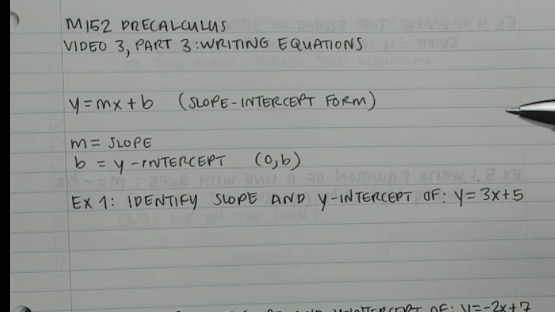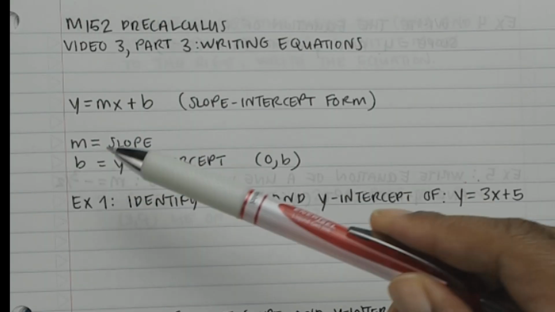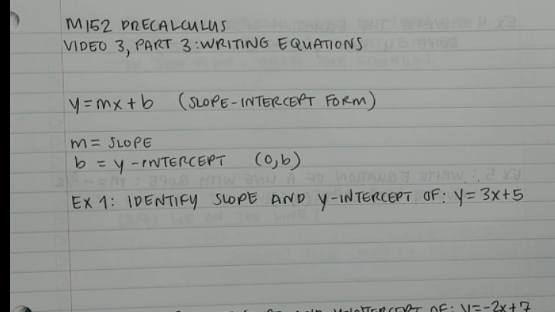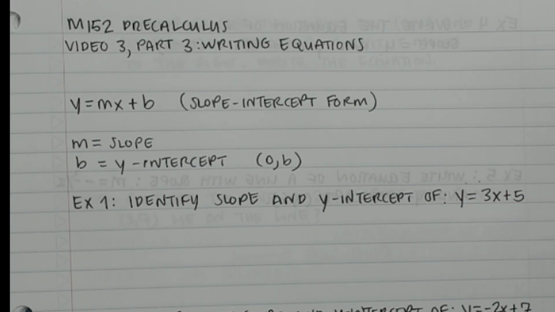And in this equation, we have m, which equals the slope, and lowercase b, which equals the y-intercept. The y-intercept is the point where the line crosses the y-axis. Since every point on the y-axis has an x-coordinate of 0, the y-intercept is (0, b).